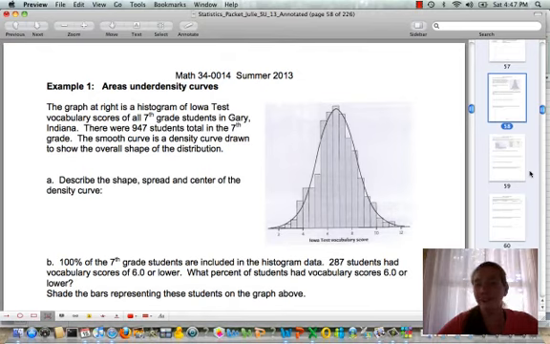Hi everyone, this is example 1 from module 2D on page 58. So remember to read through your vocabulary on page 57 before starting to work through these examples.